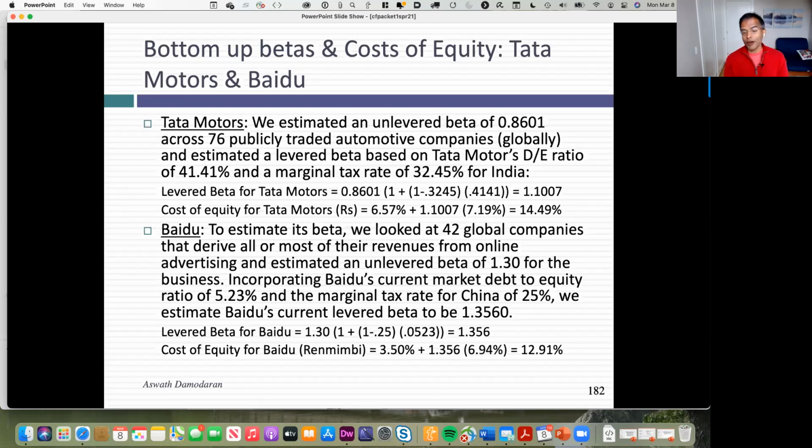For Baidu, my risk-free rate is a renminbi or a yuan risk-free rate. My beta is a bottom-up beta. My risk premium reflects where Baidu does business.